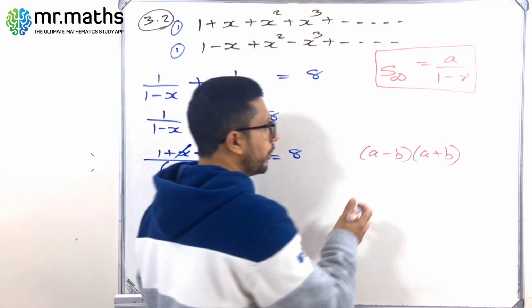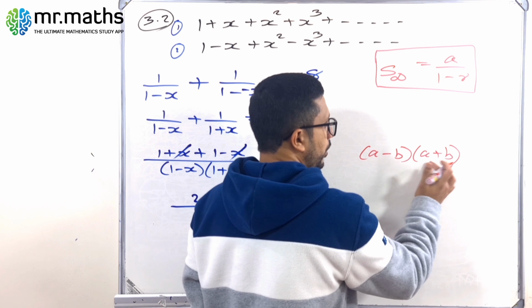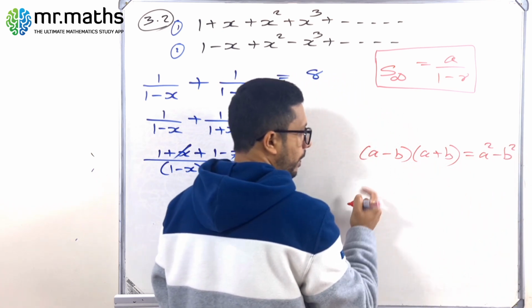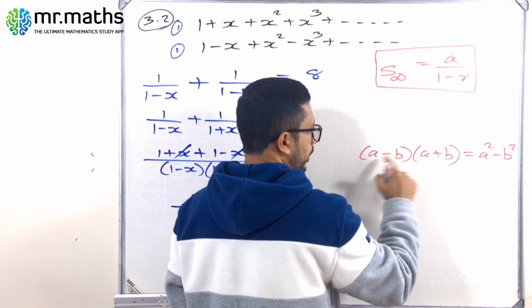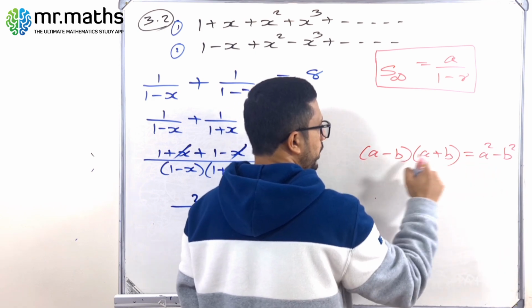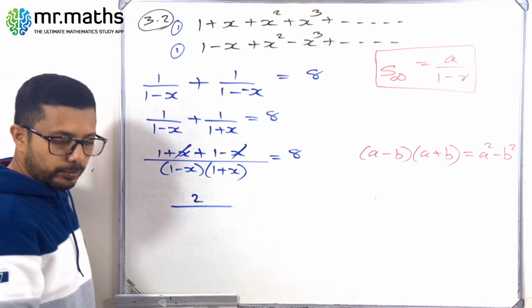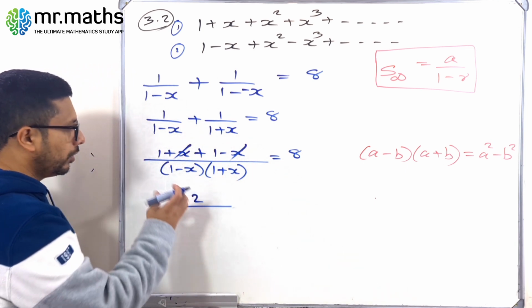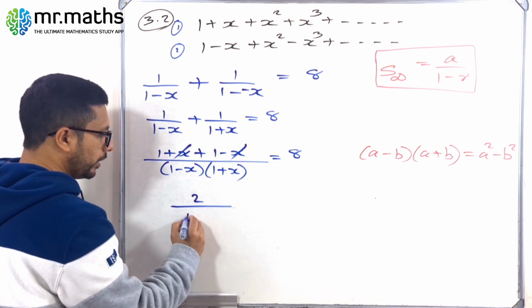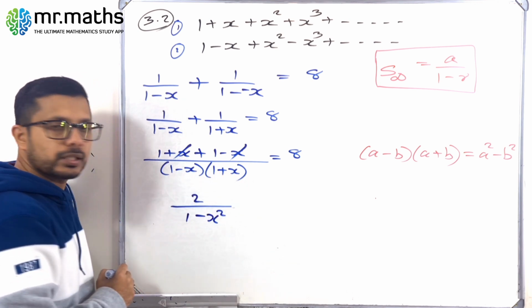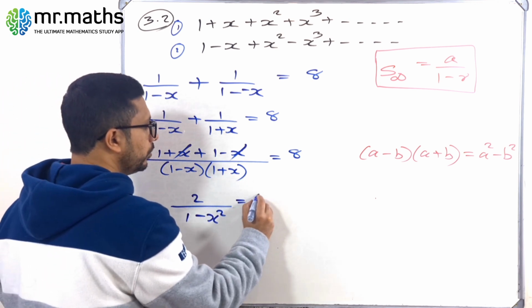Okay, so what is that? a minus b into a plus b is a square minus b square. a times a is a square, minus b times b is b square. Similarly here 1 minus x into 1 plus x. So what we can do? 1 square, that is 1, minus x square. So 1 minus x square is equal to 8.